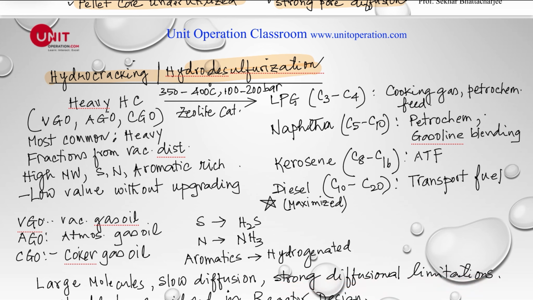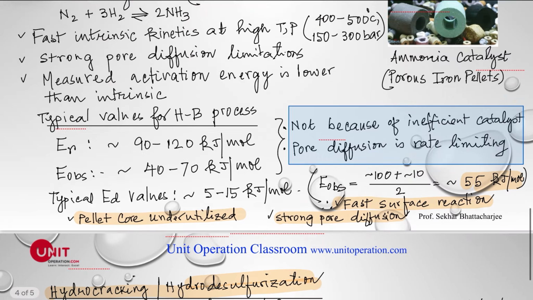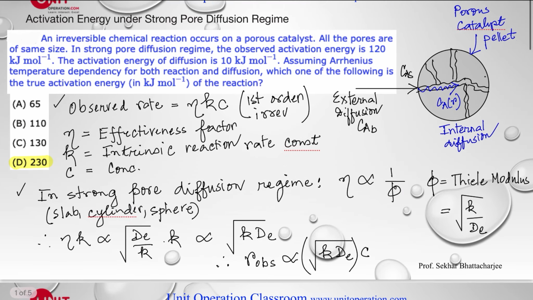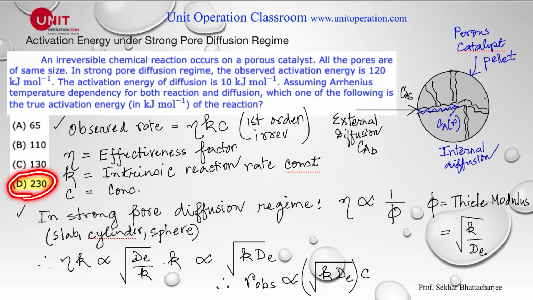So these catalysts have to be very carefully designed, and the reactors have to be very carefully designed for such a complicated process where the reactants encounter a very strong pore diffusion. Finally, as I said, for this particular problem, D is the correct option.